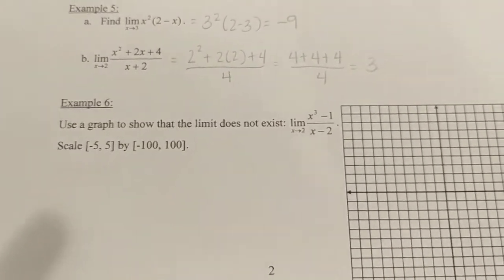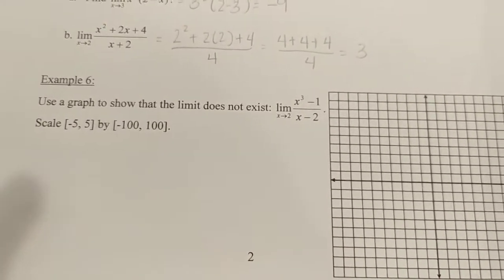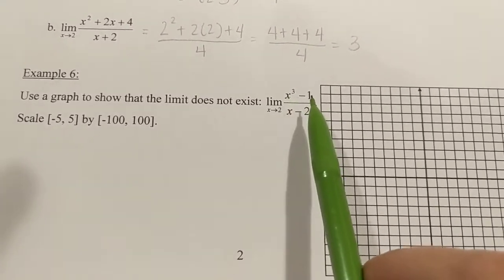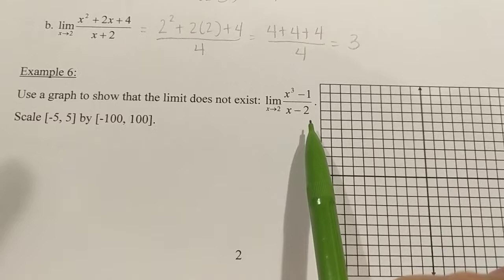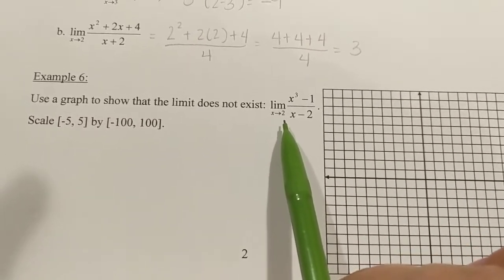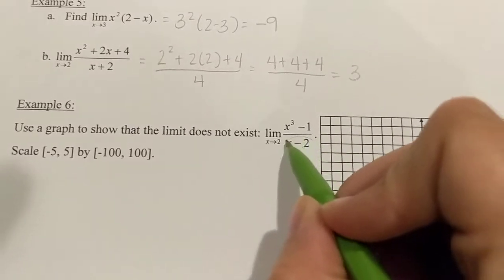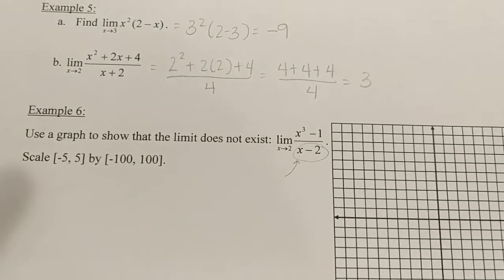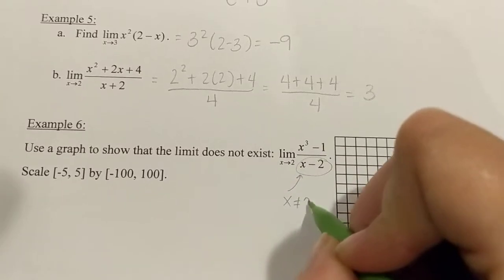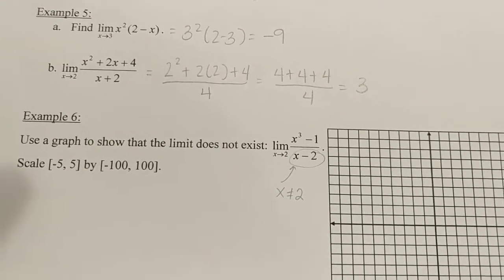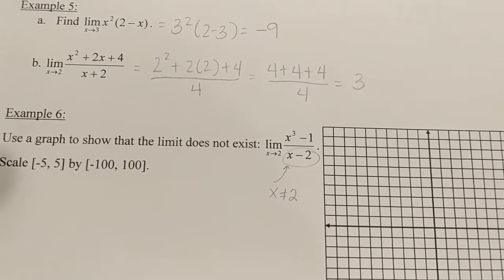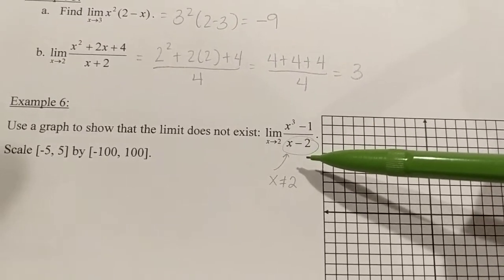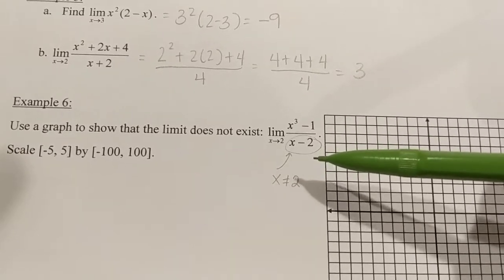All right, and then on example 6, it says use a graph to show that the limit does not exist for this function, x cubed minus 1 over x minus 2, as x approaches 2. And you should recognize right away that there's something weird going on at x equals 2. We can't use x equals 2. It's not a part of the domain. And if you remember from last year when you did these types of problems, we call that an asymptote down on the bottom. So we're going to end up with a vertical asymptote.